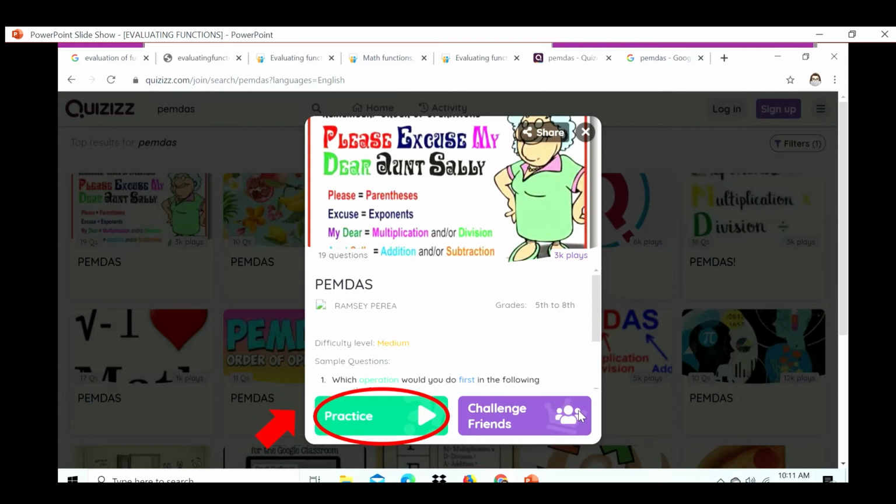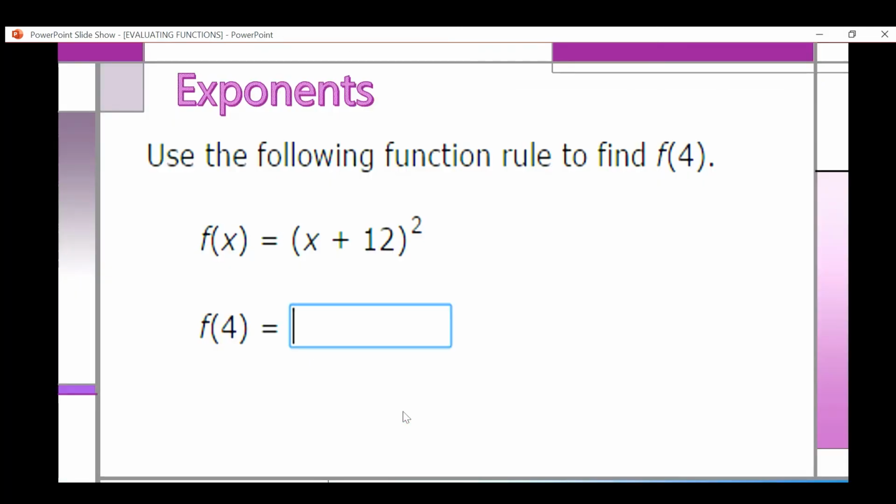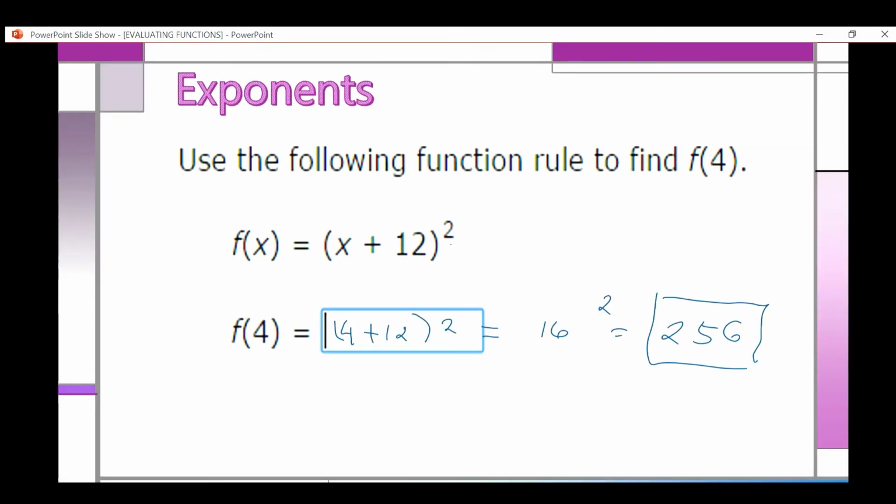Pero kapag kayo class, magka-classmates, pwede kayong maglaro. So, iaano nyo lang yung code para makapaglaro kayo. Pero since practice lang tayo, individual practice, sa sarili lang natin. So, ito. Makikita nyo doon yung mga tamang answer at saka yung score nyo. Okay? So, try nga natin class, applying yung math rule na ni-recall natin in evaluating function.